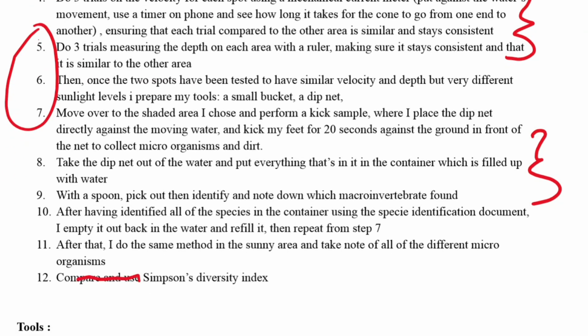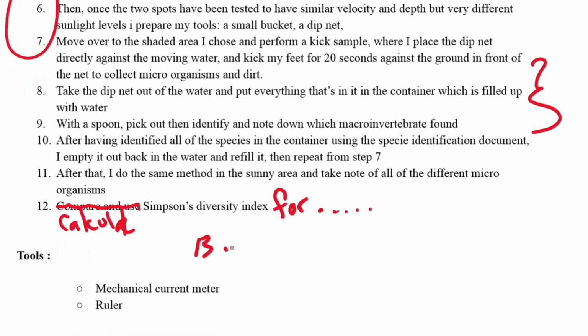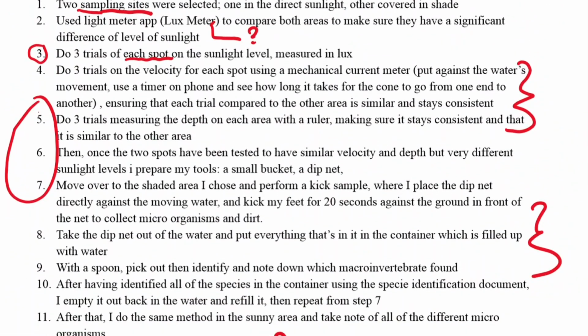Compare and use? No. Calculate. For what? For each site? So you've got an average and a deviation for the pooled sites for light and less light? It's not mentioned here. Then you compared it with a t-test. Maybe you want to write that here too. Looking at this whole method, I think you need more sequencing to have it in order.